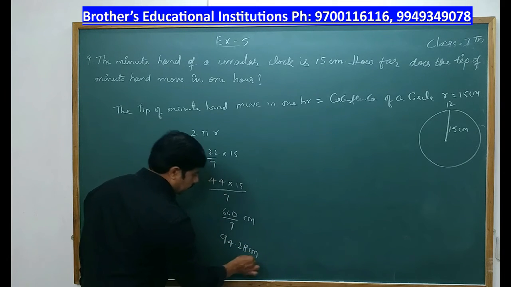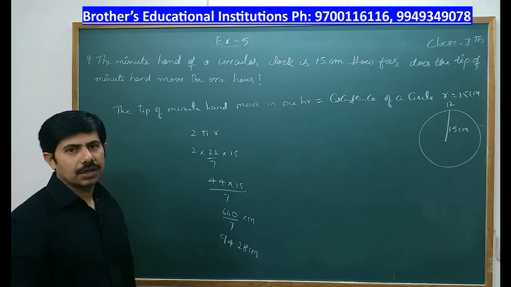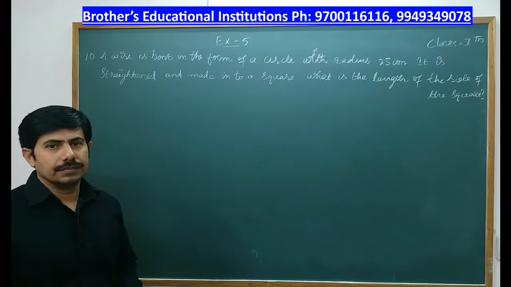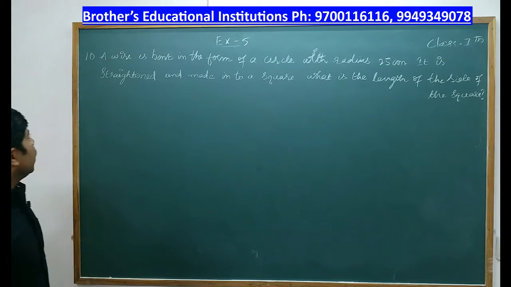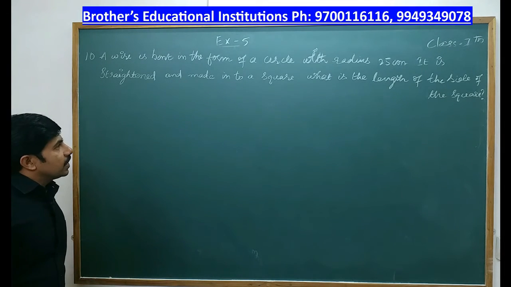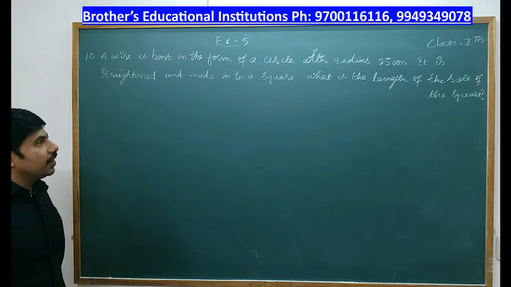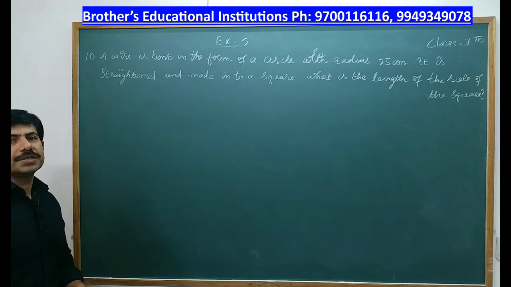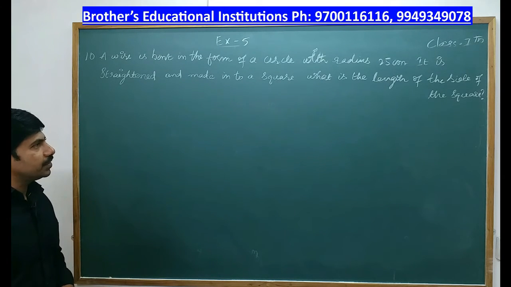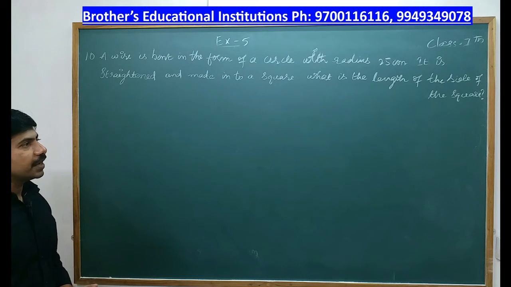0.28 centimeters. Okay, this is completed. Next problem. A wire is bent in the form of a circle with radius 25 centimeters. Some wire is taken, it is bent in the form of a circle with radius 25 centimeters. It is straightened and made into a square. What is the length of the side of the square?